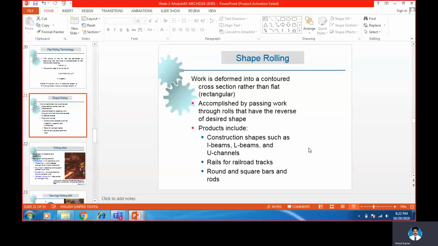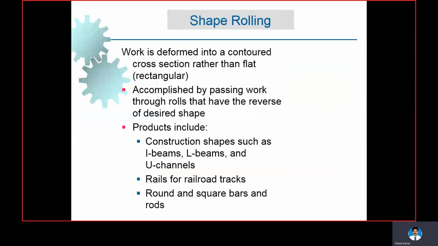What is shape rolling? Producing a particular shape like I, L or U using a rolling process is called the shape rolling process. Work is deformed into a particular cross section, usually rectangular. Products include I-beams, L-beams, U-channels, etc. They are basically used for producing rails for railroad tracks, and round and square bars and rods.